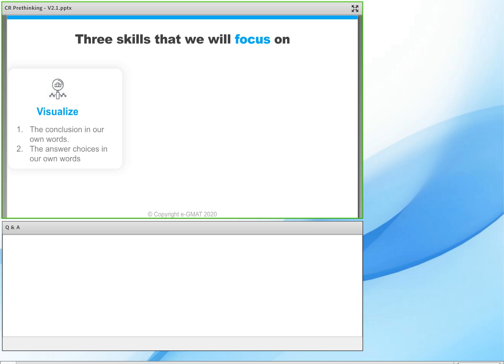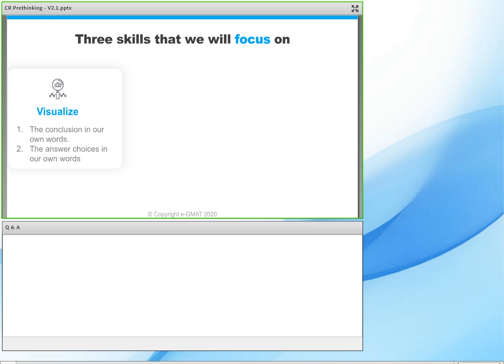Pre-thinking is overall a fairly simple method. It's built on the very definition of what an assumption is, or what a strengthener is, or what a weakener is, or what the objective of evaluating an argument is. So pre-thinking is used for every CR question type, whether it's strengthen, weaken, assumption, evaluate, logically complete, or boldface. The only question type where we don't use pre-thinking as much is probably inference, although it helps there quite a bit as well.